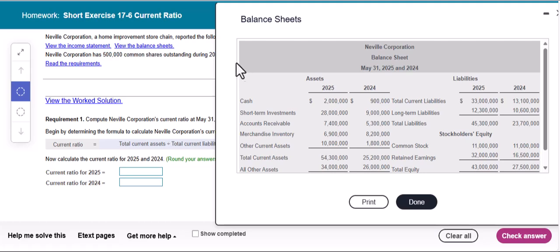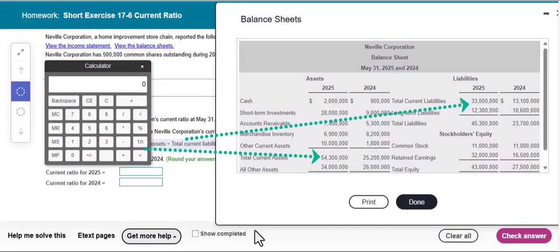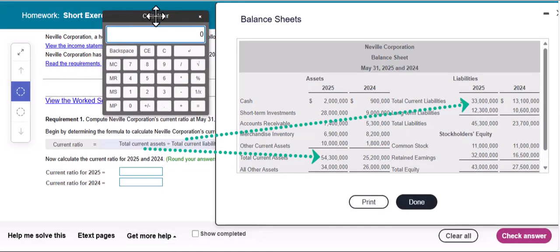So to start off with 2025 here, we're going to find our total current assets here for 54,300,000. And then if we're looking for our total current liabilities, that is this 33 million even here. So we can go ahead and get our calculator open to find out what our current ratio is using those two items.